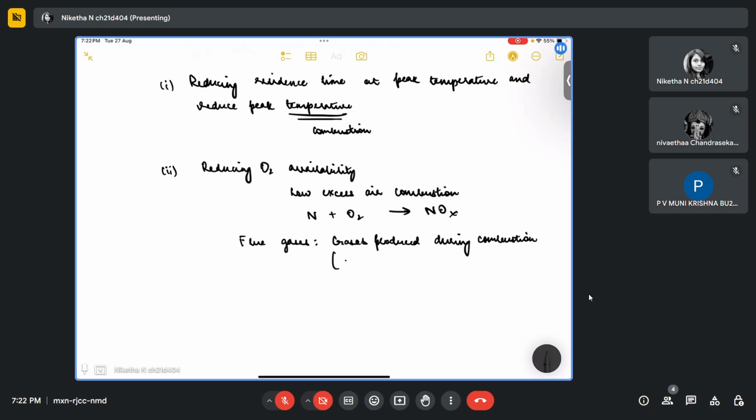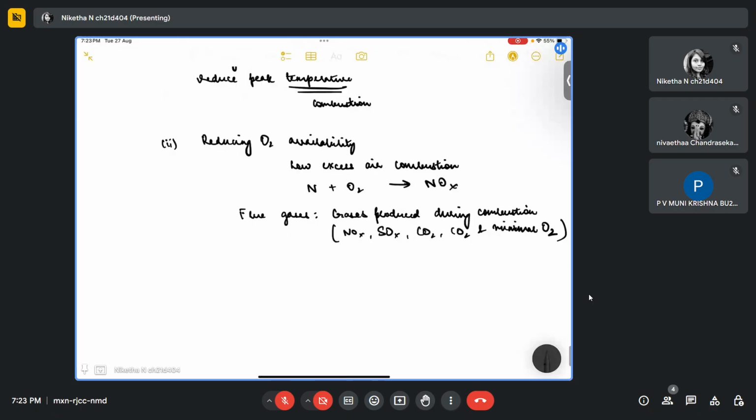So this can be a mixture of NOx, SOx. It can even have CO2, CO, etc., and a little bit of oxygen, minimal oxygen. So generally for combustion to take place, you need some air, you need oxygen for the combustion to take place so that the material gets burned. But instead of supplying oxygen, you supply flue gas, which has minimal oxygen.